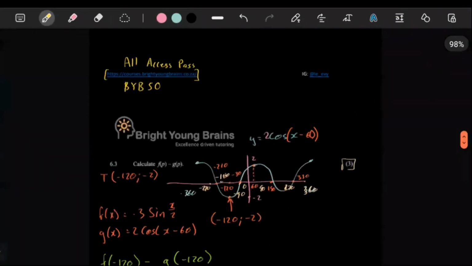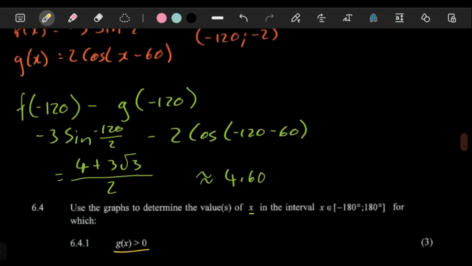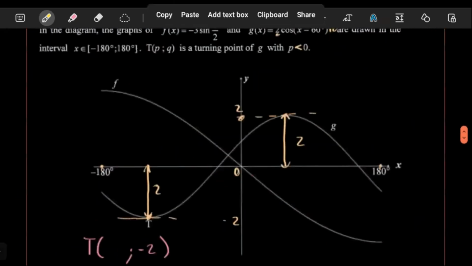Moving forward, it says here, for 3 marks, use the graphs to determine the values of x in the interval x is an element of negative 180 to 180, for which g of x is above 0. These kinds of questions, you have to use the images.